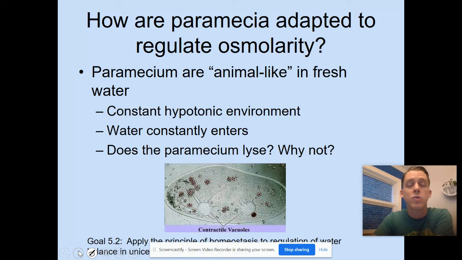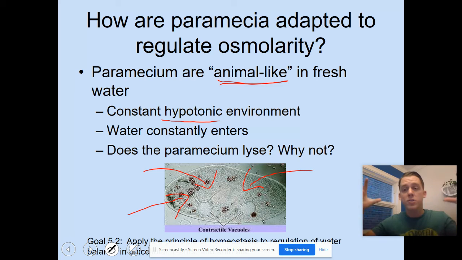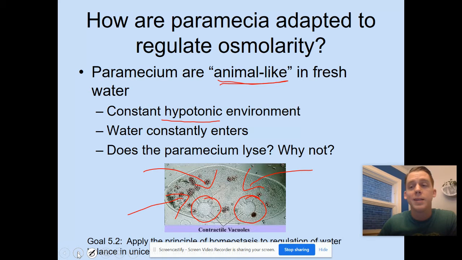So there is a single-celled eukaryote called the paramecium, and these are animal-like, but there's one big difference. They only have one cell, and they live in fresh water. So if they are single-celled and they live in fresh water, well, fresh water is hypotonic, isn't it? So that means that water keeps coming in to the paramecium. So doesn't this mean the paramecium is going to burst, it's going to pop, it's going to explode? Well, it doesn't. And why not? Well, it has to do with these special organs down here. These special organs prevent the paramecium from lysing or breaking.